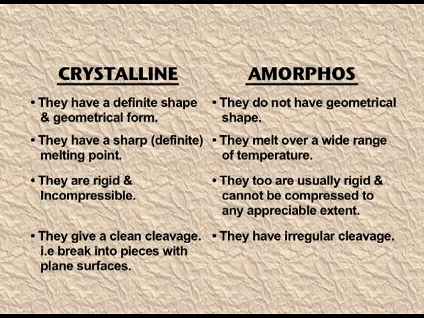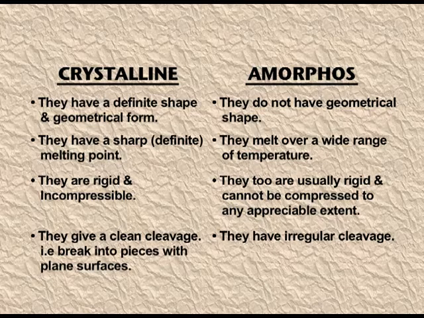Let's study the difference in the properties one by one. The crystalline solids have definite shape and geometrical form. The amorphous solids do not have a definite geometrical shape. The melting point of the crystalline solids is very sharp, but amorphous solids do not have a sharp melting point. For a range of temperature, they get softened. The crystalline solids are rigid and incompressible, whereas amorphous solids can be compressed.